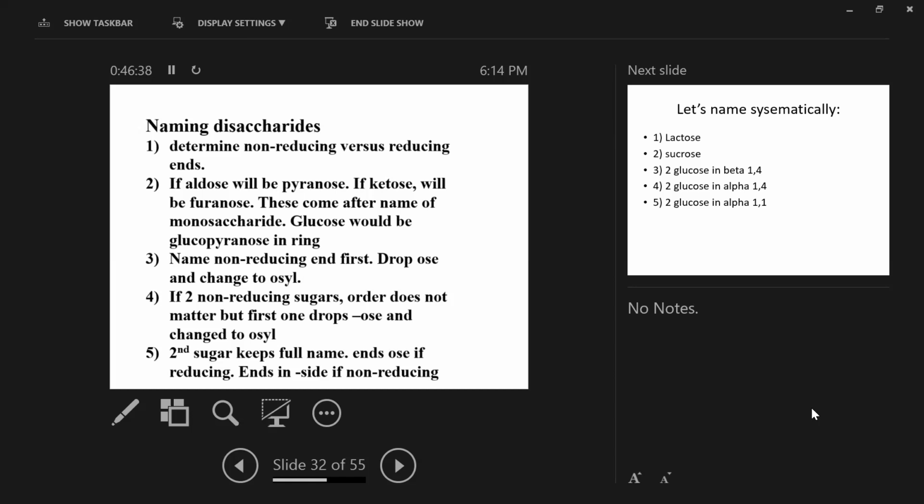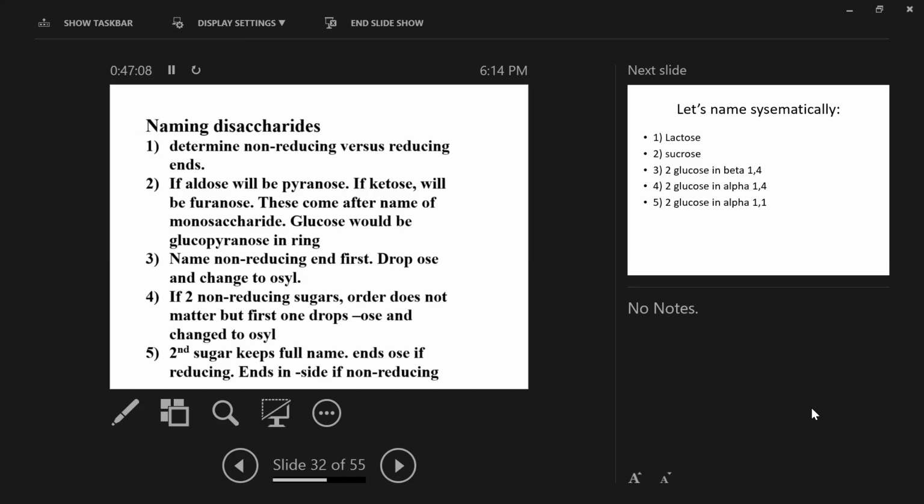Just like amino acids, when you have a tripeptide, those amino acids lost the INE or YL. Here it's the same thing. If you have two sugars and you're naming one sugar and then the second sugar, the first sugar has a suffix of YL. The second sugar will keep its name for the most part, and most of them will end in OSE if it's reducing. If it ends in SIDE, it was non-reducing. Okay, we'll see some examples.